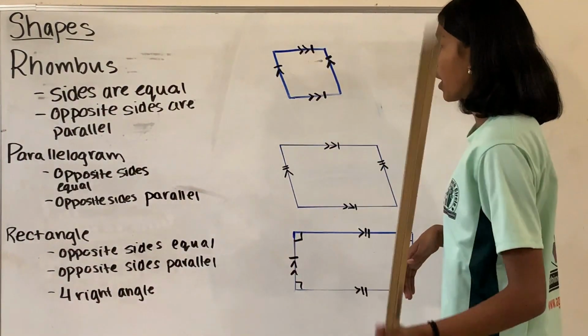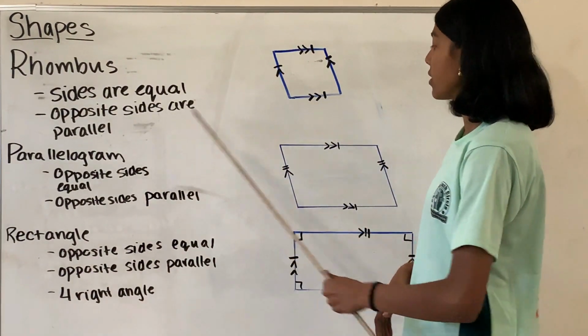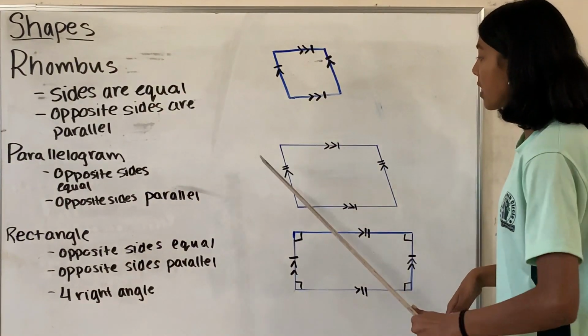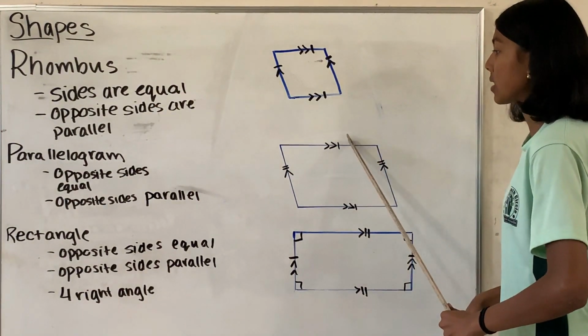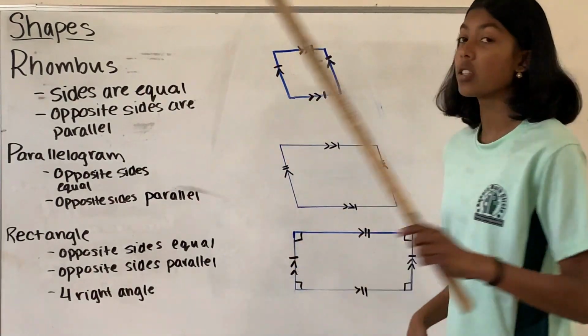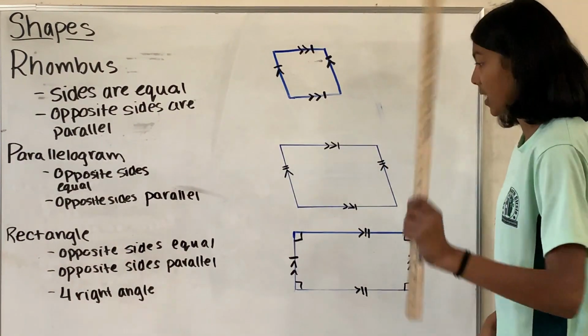And then we have our parallelogram. Parallelogram looks like this. And its opposite sides are equal. So this is equal to this, and this is equal to this. But however, this is not equal to this side. And its opposite sides are also parallel. This is parallel to this, and this is parallel to this.